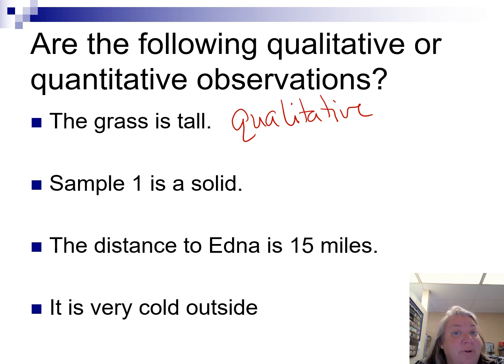Sample 1 is a liquid. Now this one sometimes gives people trouble because it does have a number involved in it, but is the number actually a numerical measurement, or in this case, is it just identifying which sample it is? In this case, it's not actually a numerical measurement. This is just saying, hey, that sample over there is a liquid. So we're going to say this one is also qualitative.